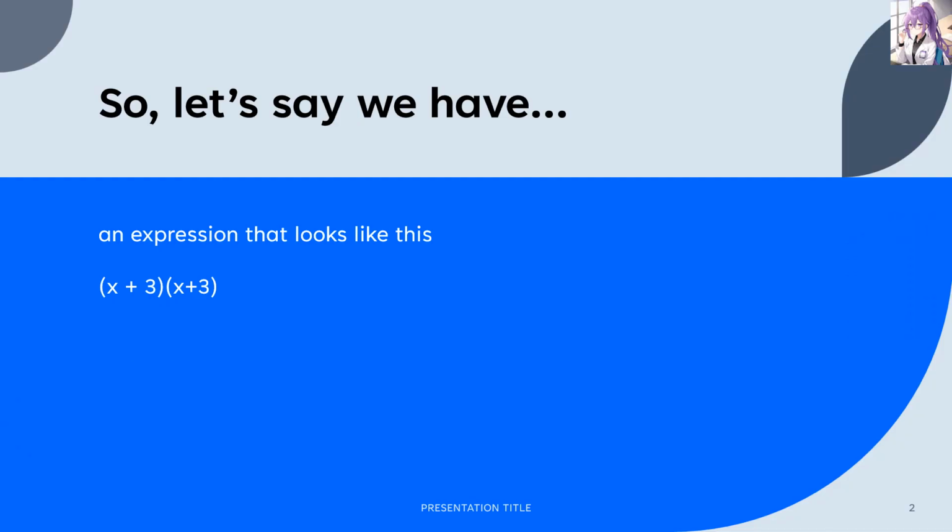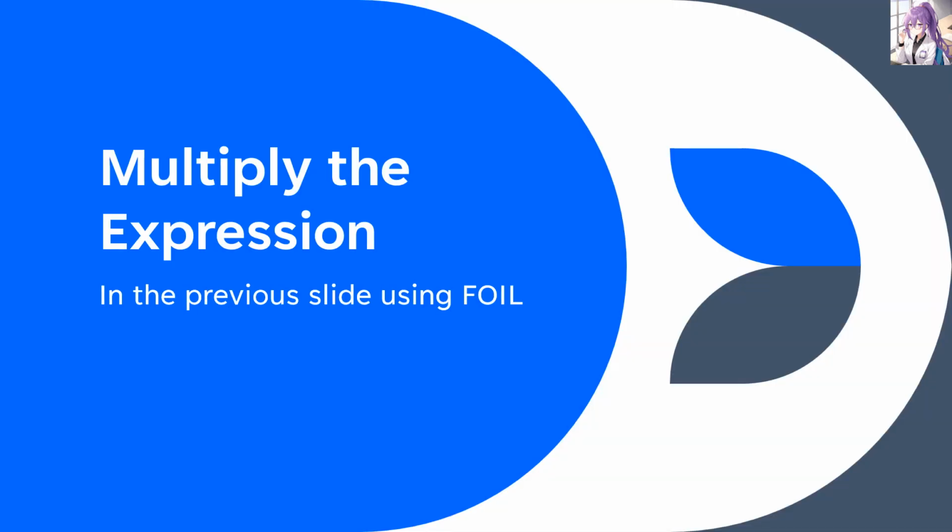We use the FOIL method when we have two binomials that look something like what we have on the screen here. In this case, we have x plus 3 times x plus 3, both in parentheses. Now we're going to multiply the expression in the previous slide using the method I have mentioned.